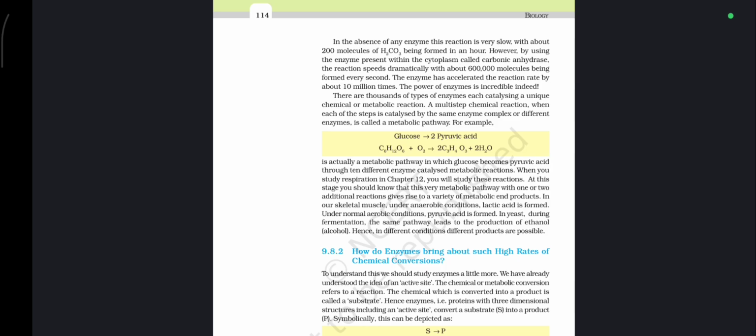At this stage, you should know that this very metabolic pathway, with one or two additional reactions, gives rise to a variety of metabolic end products. In our skeletal muscles, under anaerobic condition, lactic acid is formed. Under normal aerobic condition, pyruvic acid is formed. In yeast, during fermentation, the same pathway leads to the production of ethanol. Hence, in different conditions, different products are possible.